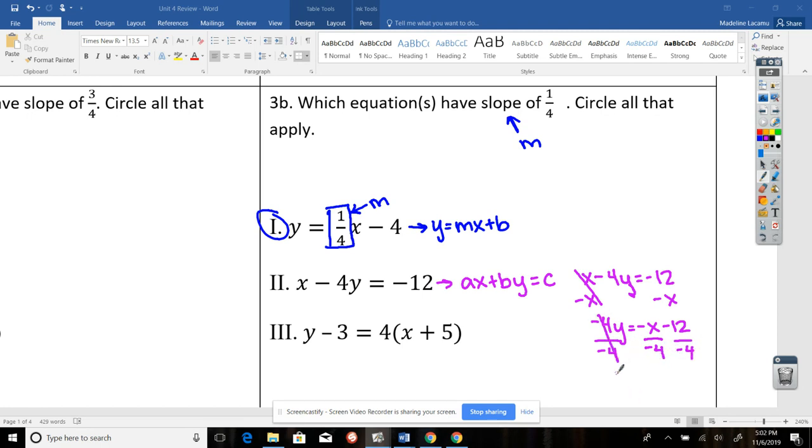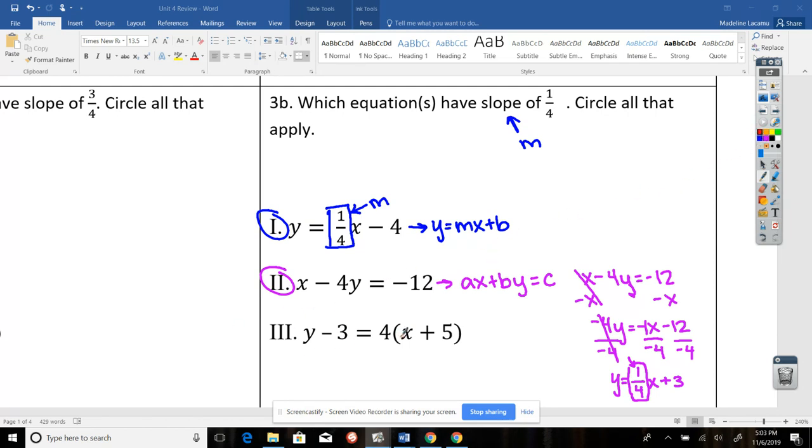So those will cancel out, and we're left with y equals, since there's no number in front of this x, it would be like a 1. So we have -1 divided by -4, which would become a positive 1/4. Then we have the x. -12 divided by -4 is a positive 3, so plus 3. Now notice our m was the number right in front of the x, and again we have 1/4. So 2 also has a slope of 1/4.